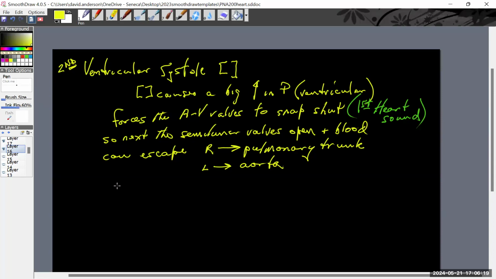And during this time, the atria are relaxed and filling with blood.